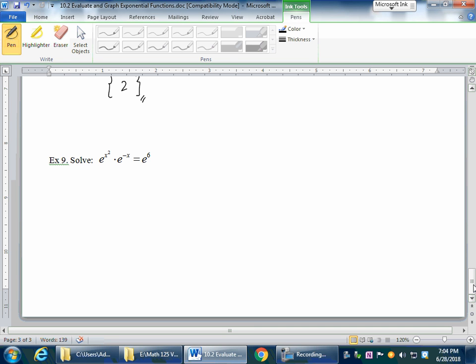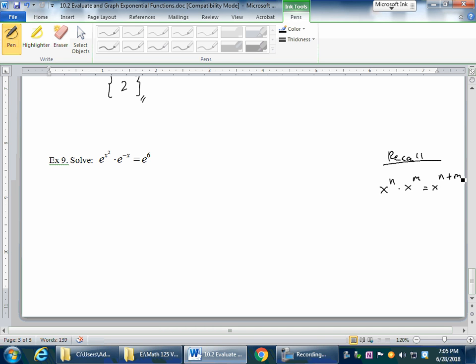e to the x to the 2nd power times e to the negative x power equal to e to the 6th power. We already have all of them in the same base, but now the problem is on the left hand side, I need to make sure it is one exponential term. So we need the help of the properties of exponents. So recall, in this case, we know that x to the n power times x to the m power is equal to x to the n plus m power.